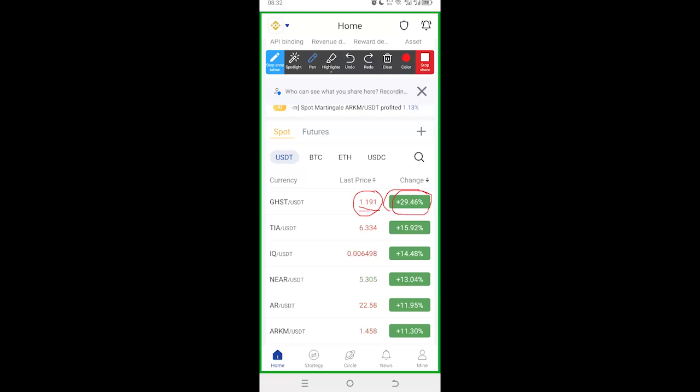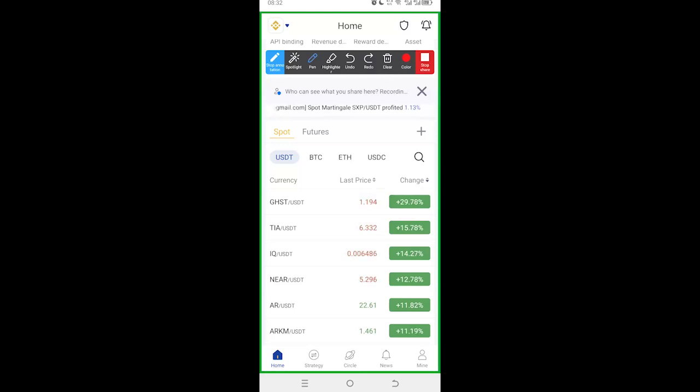This is the current price of this coin in the market, and this is the percentage rise in the market. It has gone up already by 29.46% in the market. So we do not expect you to enter in the market when the price has gone high. So what do you do?